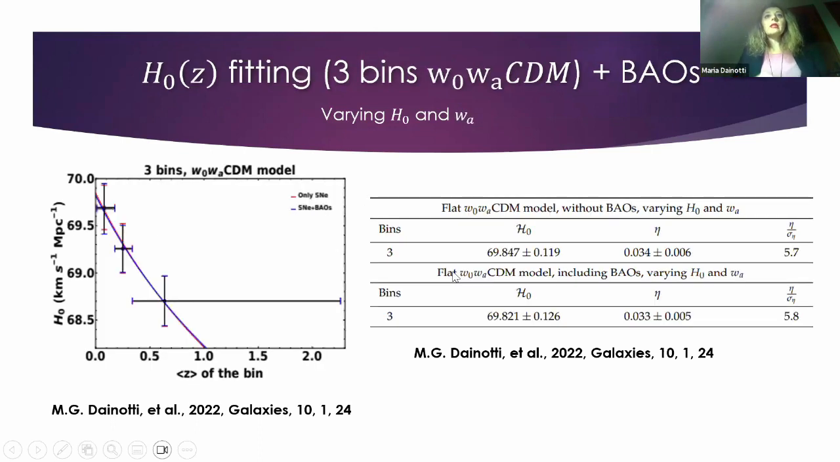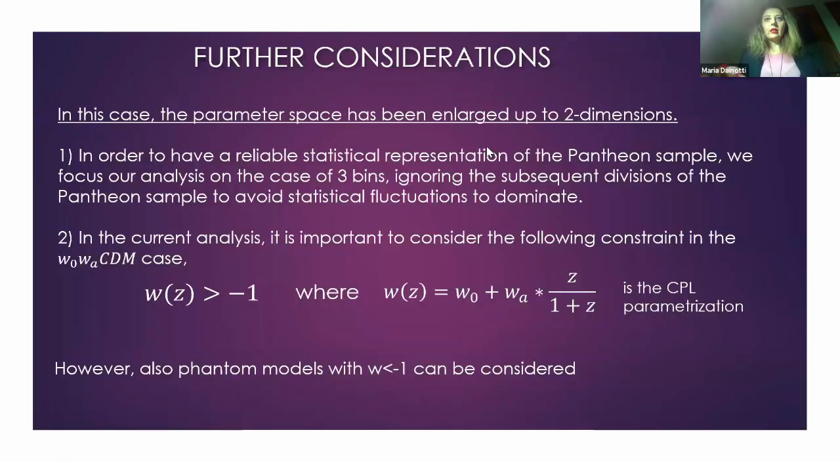Now, if you consider instead the 3 bins with the w0, wa CDM model, without BAO we have a trend, or a difference, of 5.7, and if you consider BAO also, you have a similar trend of 5.8. So we are still investigating why there is this steep trend in these cases, and we do not have an answer yet.